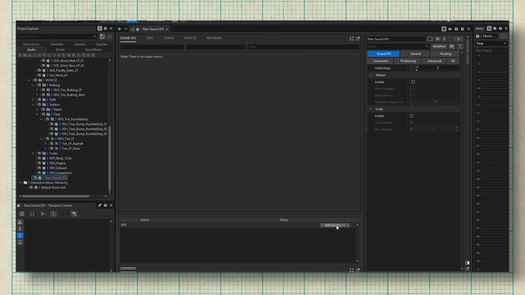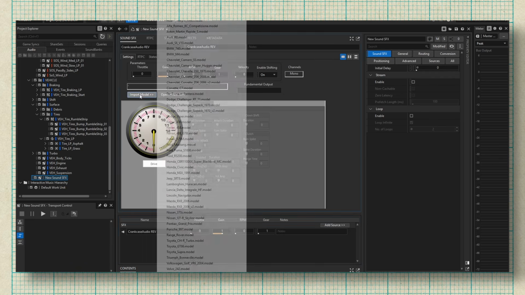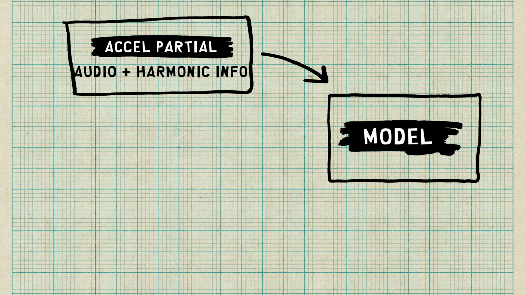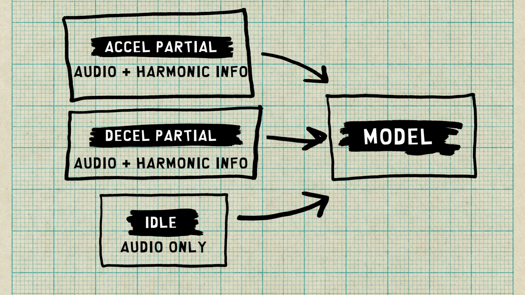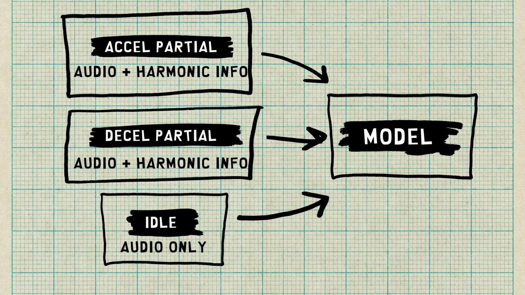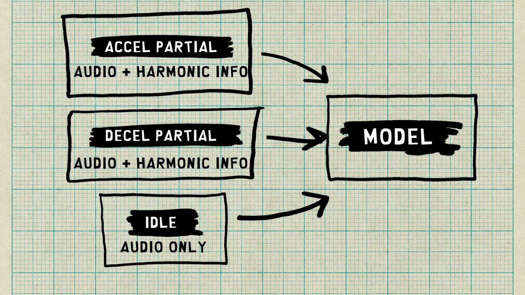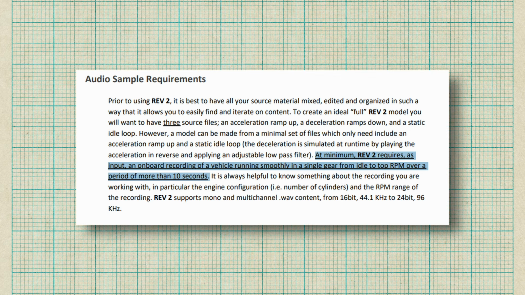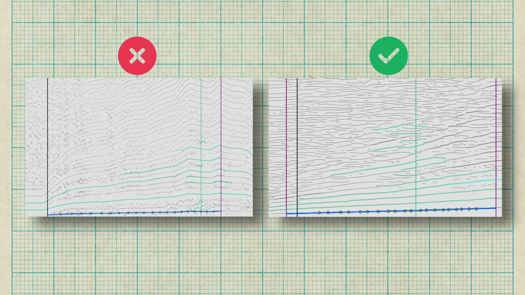In order to use Rev, you add an instance of Rev as your sound source to an object in Wwise, and then you load a model. A model can hold multiple files for acceleration, deceleration, and an idle. Technically, the only sound needed is an acceleration file, but the quality will definitely be improved if you add the others. The Rev manual states at a minimum to get a 10-second accel or decel recording to create the partial, and I also found that really smooth, consistent accelerations tend to produce better results with less artifacting.